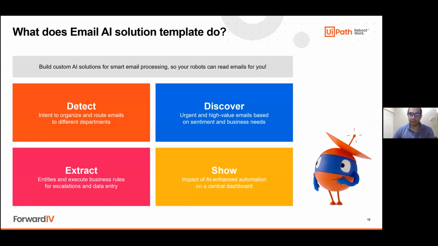The first thing that email AI does is to detect the intent. Hey, what is this email about? Is the person trying to buy something, trying to place an order, or just trying to get a quote from me? So you want to be able to detect the intent and route the emails to different departments.